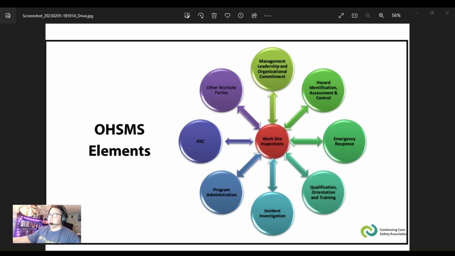We have qualifications, so orientation and training. That one's super important. Try to get more people involved in it. Sometimes inspections can be a little intimidating. The best advice for inspections is be as positive as you can. Go in there and be like, "Hey guys, you're doing a wonderful job. We're just making sure everything's good. What do you have to tell us?" Get the input from the workers too. That's also very important. So we have incident investigations.